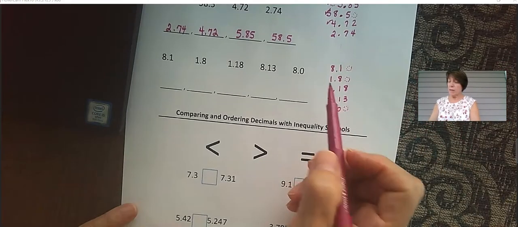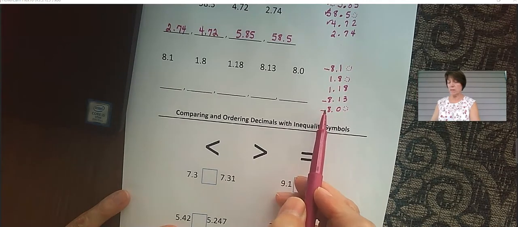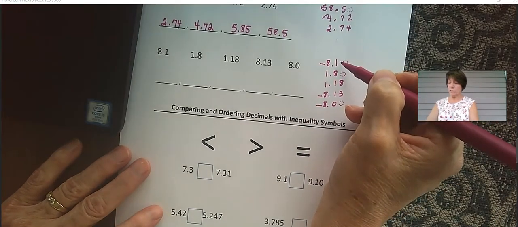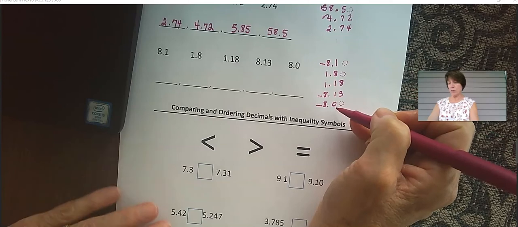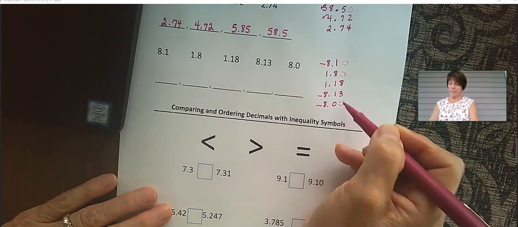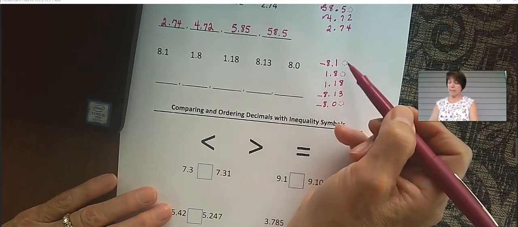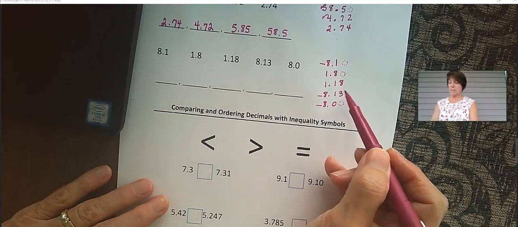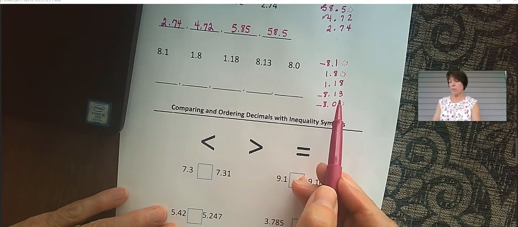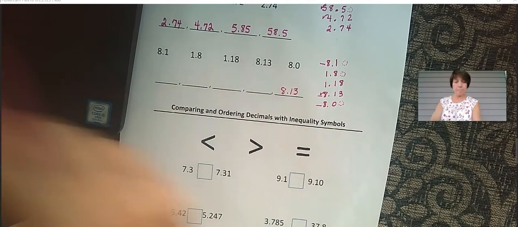And I look and I've got a problem here because I've got an 8 in this ones place, an 8 in this ones place, and an 8 in this ones place. So I have to go to the next digit over. And as I'm looking, I've got a 1 here, and a 1 here, and a 0 here. And so I know that this 8 and 0/10 is going to be smaller. That's like $8 compared to 8 and 10 cents, $8.10 and $8.13. So my 8 and 13/100 is going to be my largest number here.